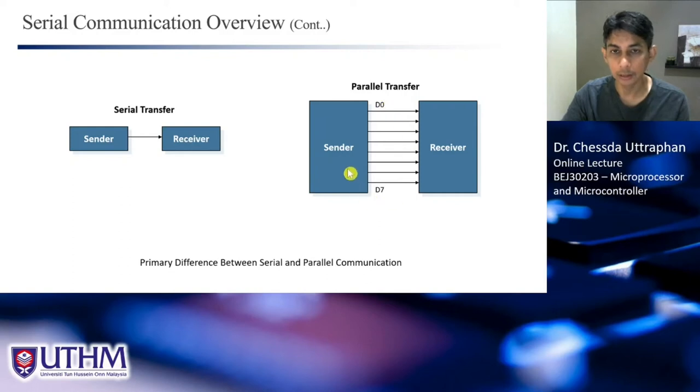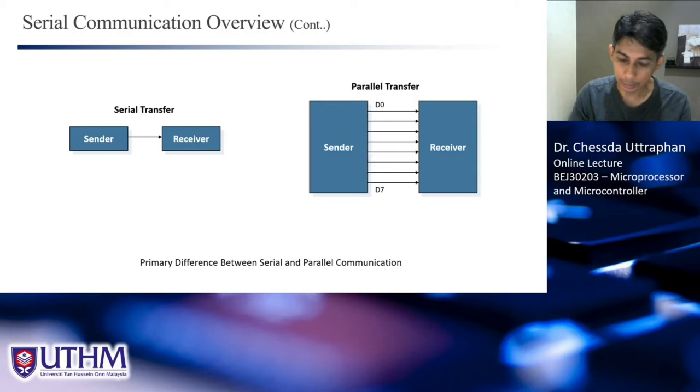Of course, the speed of the transmission. Here, you can see that 8-bit data, for example, can be transferred all at one time. So, for example, if the data here can be received in 1 microsecond, then this one should be 8 times slower as compared to this, because we send bit by bit, right? If you have 8-bit data, we send bit by bit. So it is slower as compared to parallel.